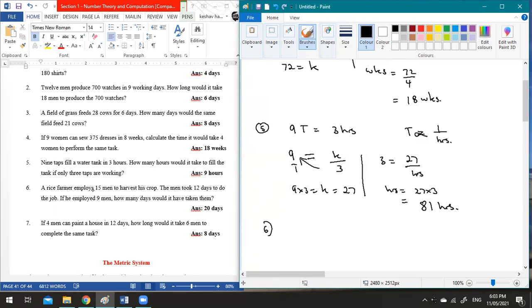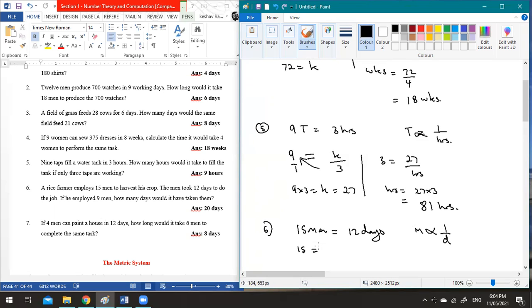A rice farmer, number 6, employs 15 men to harvest his crop. The men take 12 days to do the job. If he employed 9 men, how many days would it have taken them? So 15 men took 12 days. So the number of men is inversely proportional to the number of days.